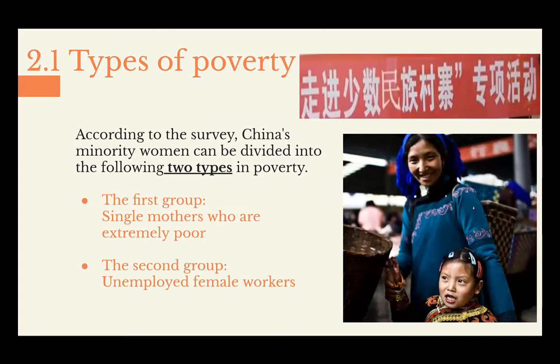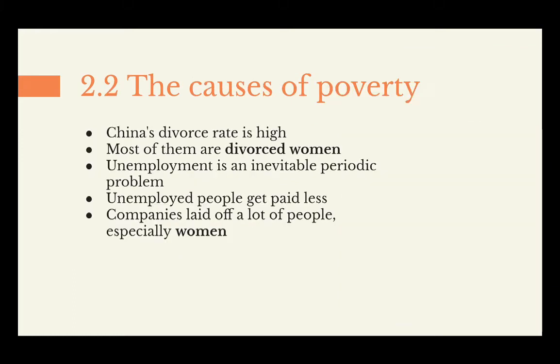According to the survey, China's minority women in poverty can be divided into the following two types. The first group are particularly poor single mothers. The second group is unemployed female workers. The first group is commonly referred to in women's poverty studies. Most of these people are women who have divorced. According to the statistics, the divorce rate in China is 7%, and the trend is increasing every year.